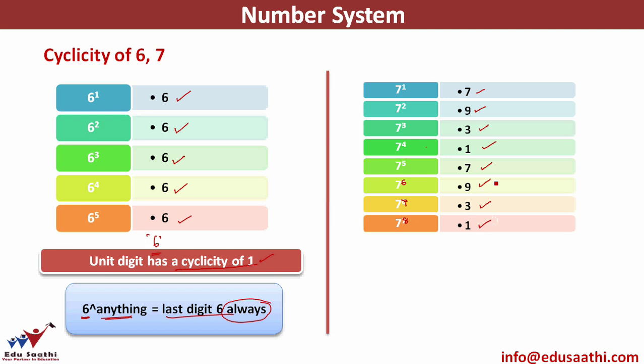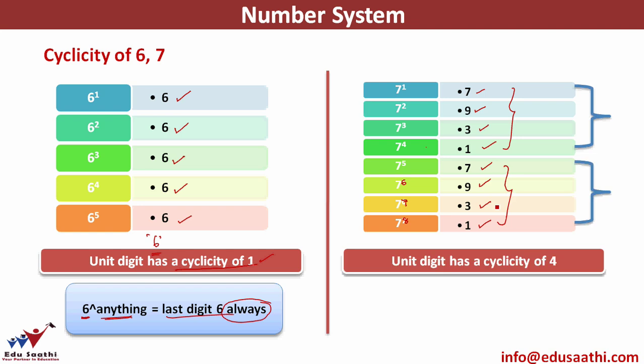So if I look at the case of 7, I would observe that there is a cycle size of 4: 7, 9, 3 and 1. So unit digit 7 has a cyclicity of 4. It has a cycle size of 4.